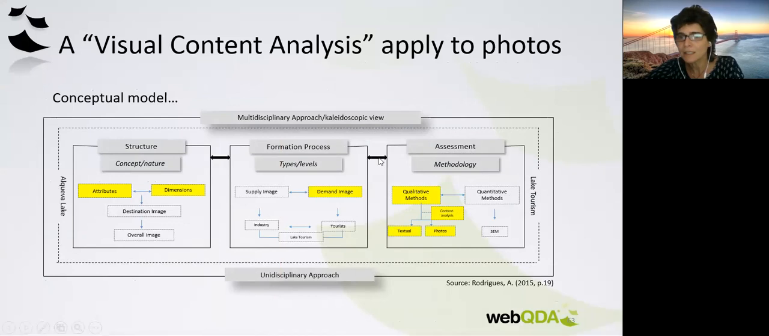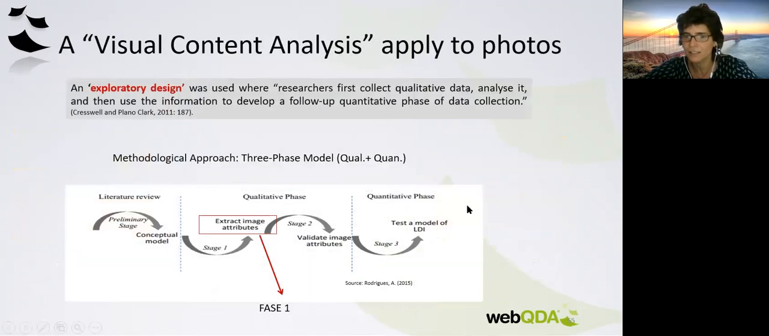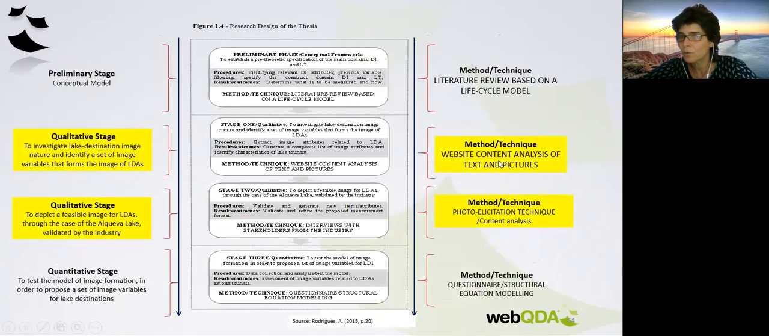And then in my case, when I tried to assess my object of study, I realized I could use a mixed approach. And in qualitative metrics, I can use textual data and photos. This is expressed in my conceptual model: what is the framework, what is the rationale, why am I using photos? And these are the stages of the research, where I went to a website and did content analysis of text and pictures, and then I used the photo elicitation technique.